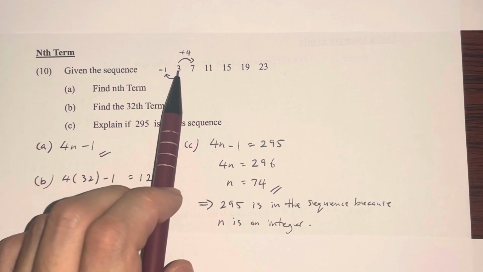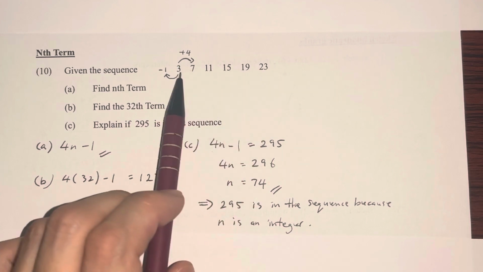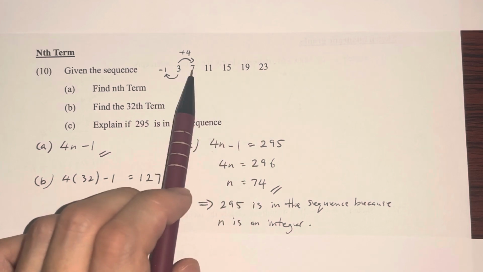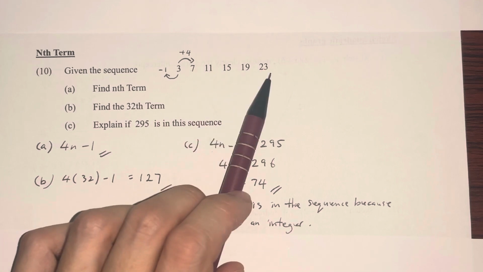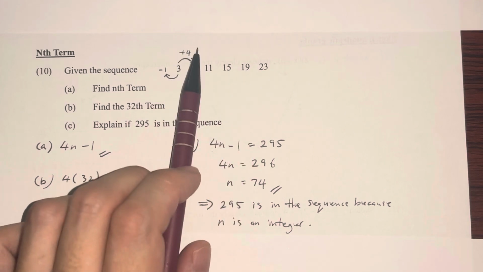First thing I need to figure out is, from here to here, each term, what am I adding? So it's plus 4, plus 4, plus 4, plus 4, plus 4. Forever plus 4, so I write plus 4 here.